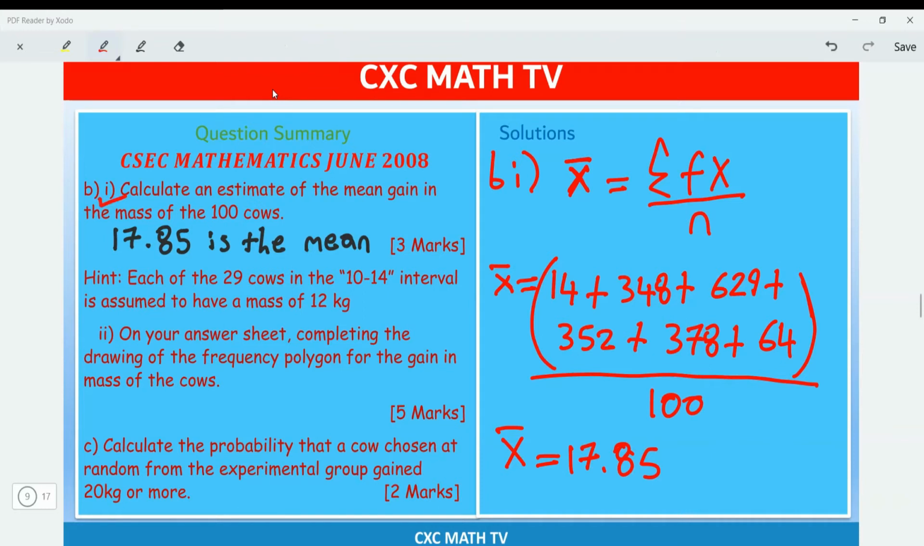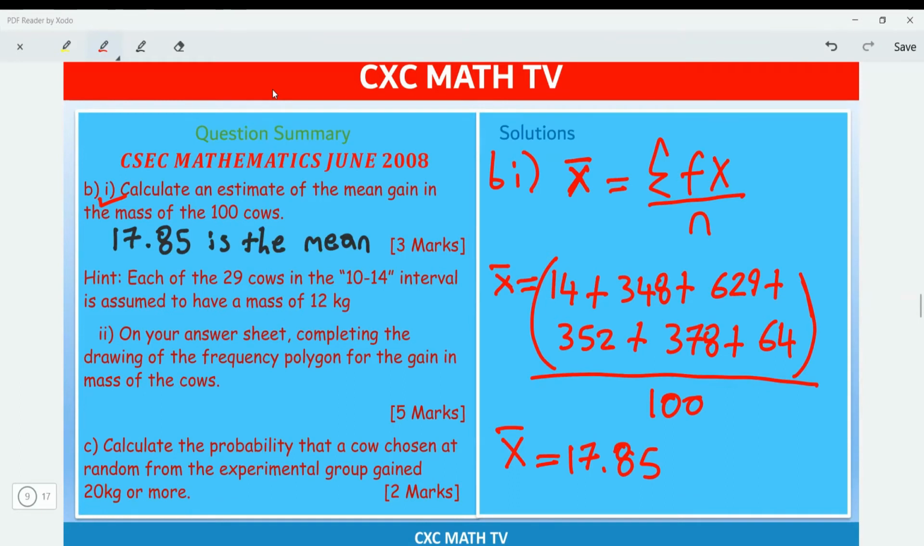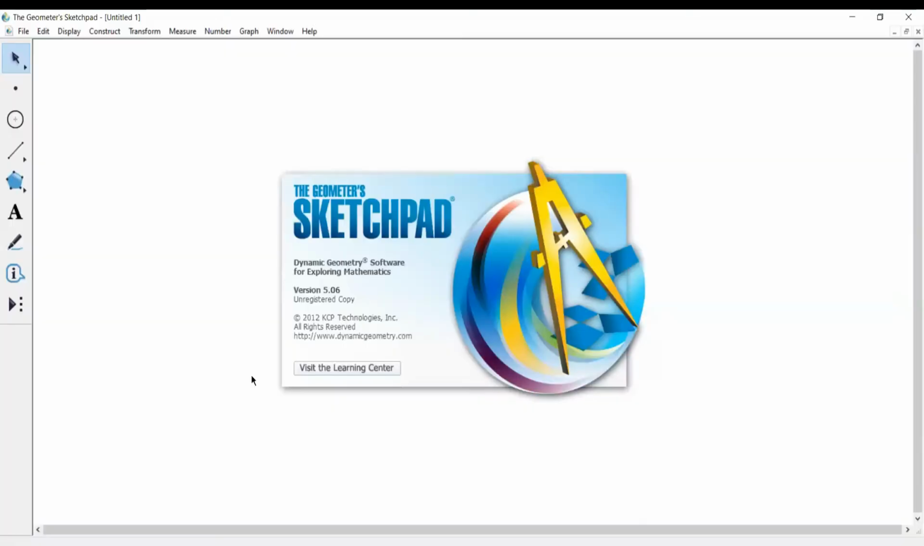Now we need to do part 2. Part 2 says, on your answer sheet, complete the drawing of the frequency polygon for the gain in the mass of the cows. So we need to draw a frequency polygon. So what I'm going to do is go to the graph, and then we're going to do our frequency polygon. Now remember, when you're plotting a frequency polygon, the frequency goes on the y-axis, and then the midpoint goes on the x-axis. All right? So just waiting on the graph to load right here.